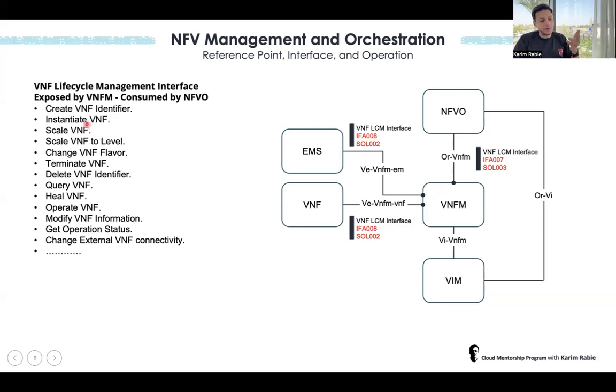Take the second one, for example, Instantiate VNF. It looks like the NFVO can ask the VNFM to instantiate the VNF, but it's not the other way around. The VNFM does not ask the NFVO to instantiate a VNF. Why? Because the interface, again, is exposed by the VNFM and consumed by the NFVO. That's how you interpret the diagrams, and that's how you differentiate between a reference point, an interface, and an operation.